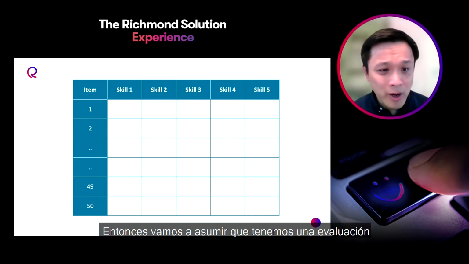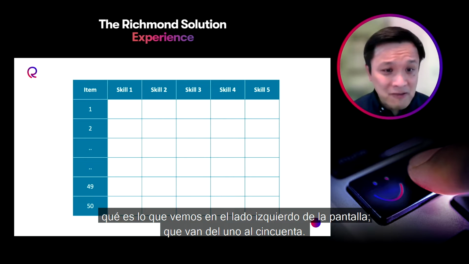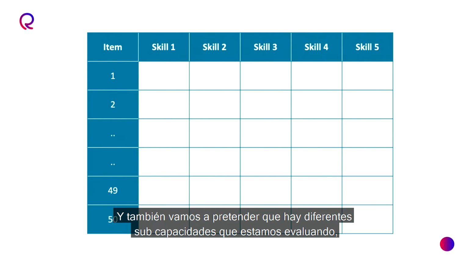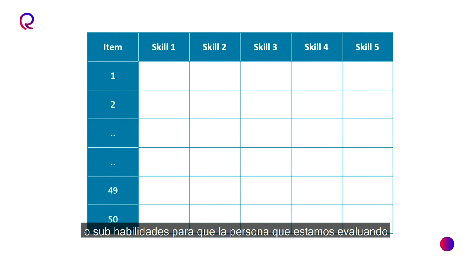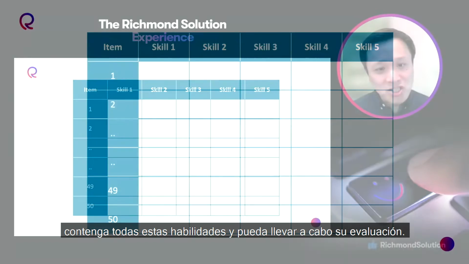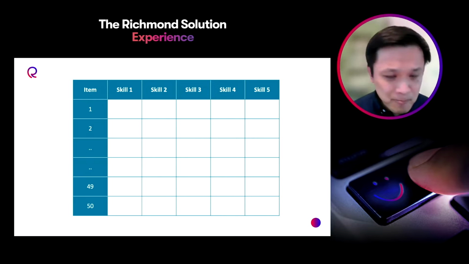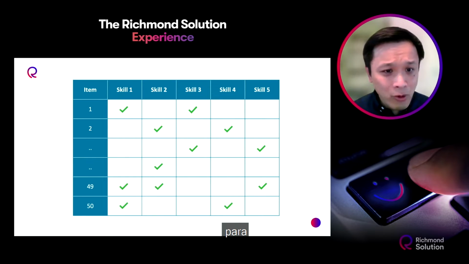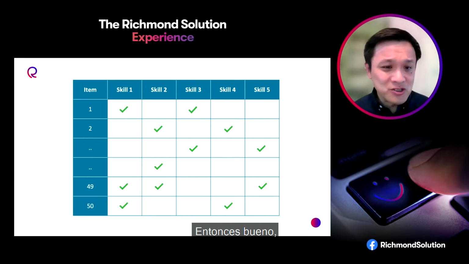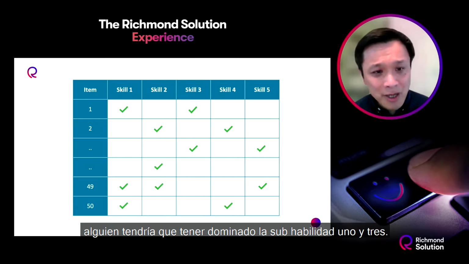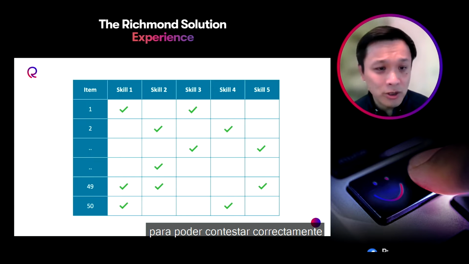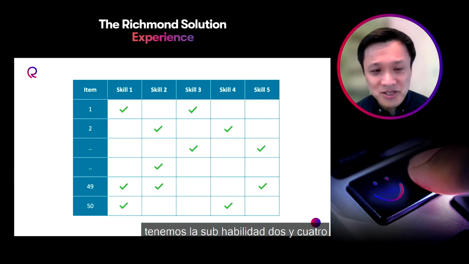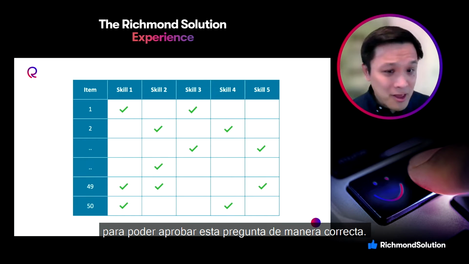So let's presume that we have a test where, let's say, we have 50 items, which you see on the left-hand side of the screen, going from 1 to 50. And let's pretend that there are 5 different subskills involved that we are testing. In reality, our tests are actually tagged for way more subskills than that, but for ease of discussion, I've collapsed it into 5 different subskills in this case. And what we do in order to do cognitive diagnostic modeling is that we tag each of the items for the subskills that are involved in it. That is to say, for item 1 in this case, someone needs to have mastered subskill 1 and 3 in order to be able to answer that item correctly. And then item 2 involves subskills 2 and 4, and therefore somebody would need to have subskills 2 and 4 in order to be able to answer that item correctly.